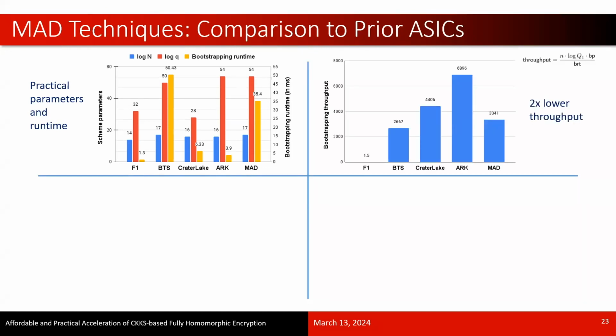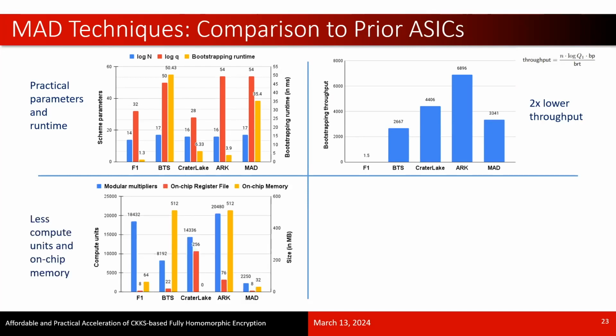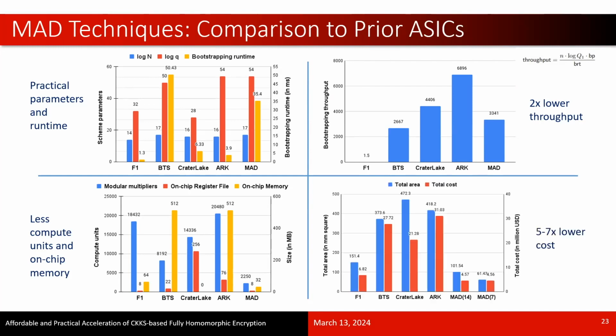We next compare the bootstrapping throughput as well, and we observe that even when there is a large gap between the bootstrapping runtime in comparison to Crater Lake and ARK, the bootstrapping throughput does not differ by the same amount because of all of the caching and algorithmic optimizations. And we are able to achieve this performance using fewer compute units and with 32 MB on-chip memory, leading to smaller chip area and about 5 to 7 times lower cost.